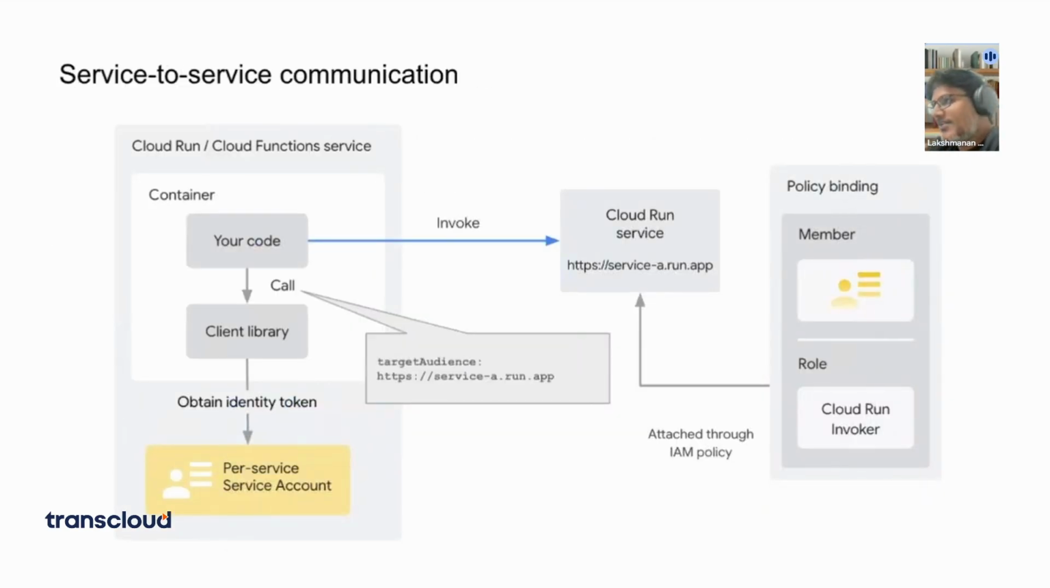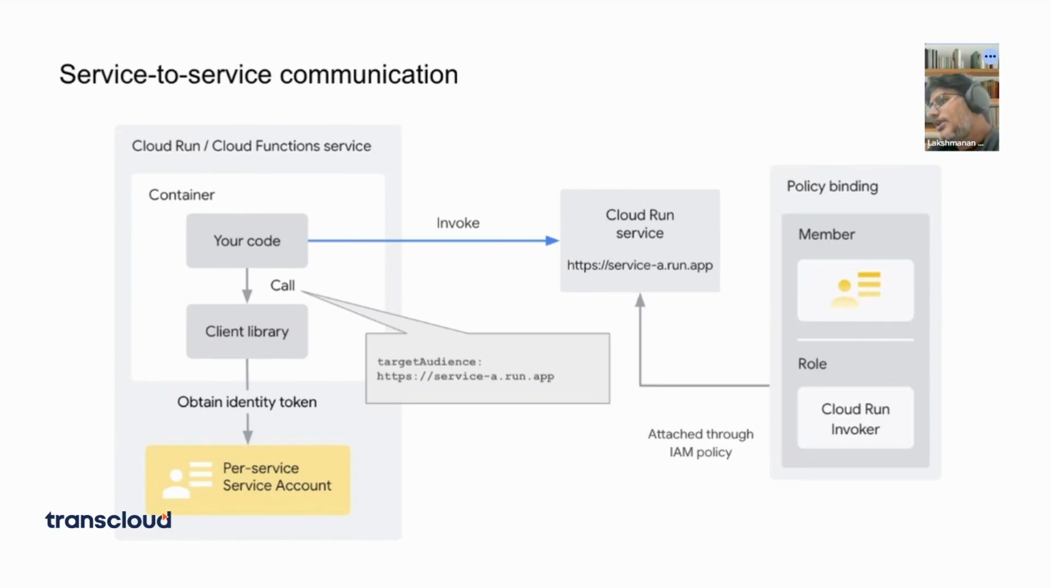So what happens behind the scenes is this. We have a Cloud Run service where our code is running, and it is trying to invoke another Cloud Run service. Our code uses the client library, and using the client library, it identifies its own service account and gets its token. Then, using that token, it will invoke the other Cloud Run.